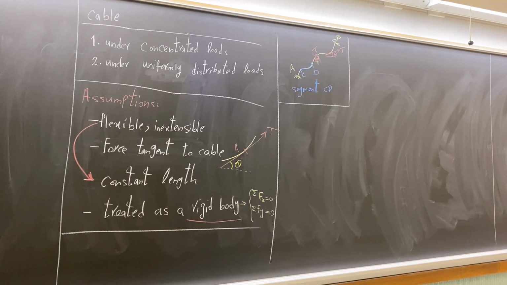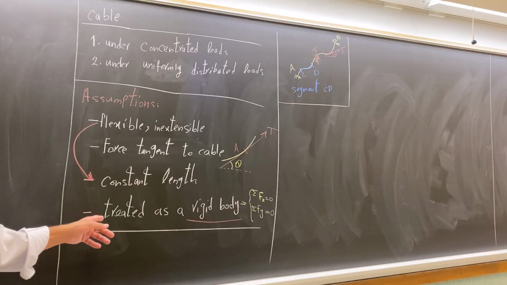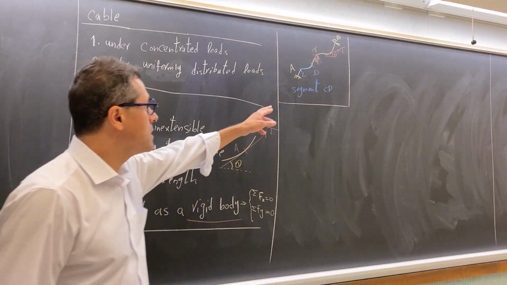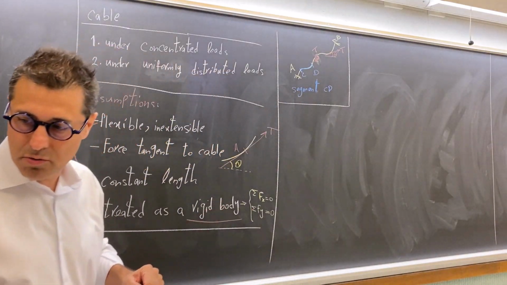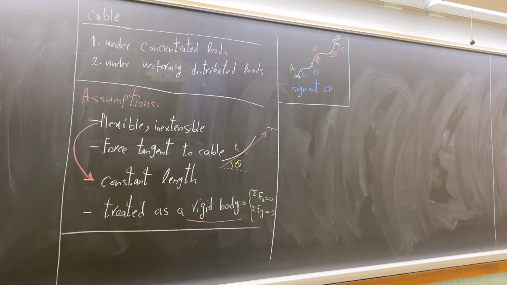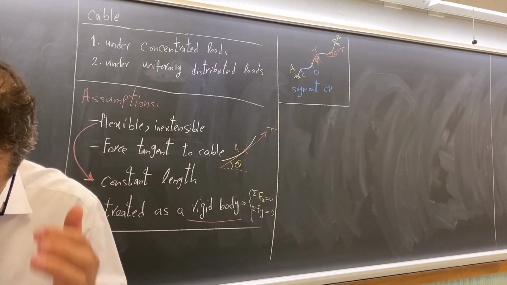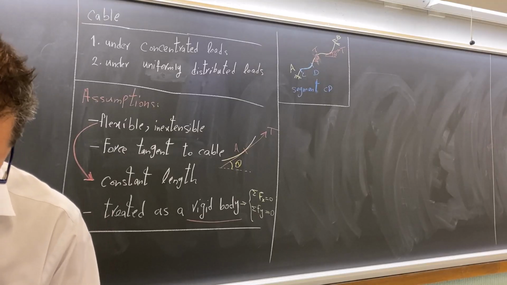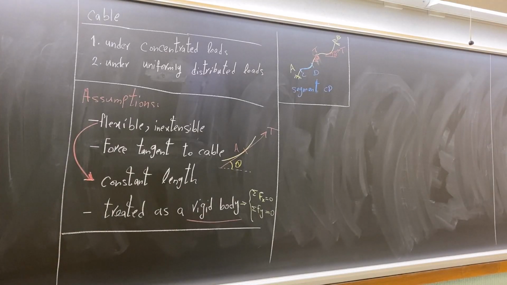So now we are going to solve one problem from end of the chapter. We assume the weight of cable is negligible. So it depends on the problem. So in this problem, the weight of cable is negligible. And also we assume each segment of the cable is treated as a rigid body. So the question number is question 5 at the end of the chapter.